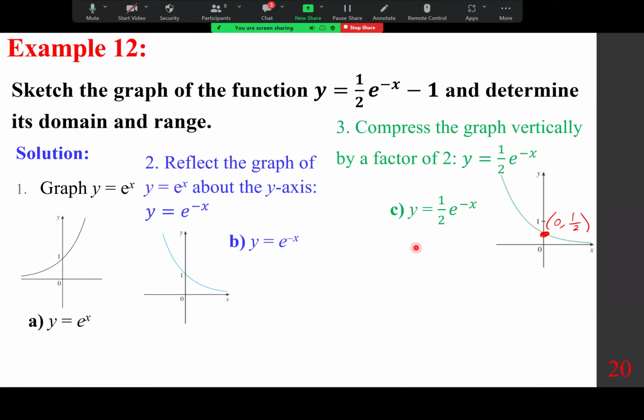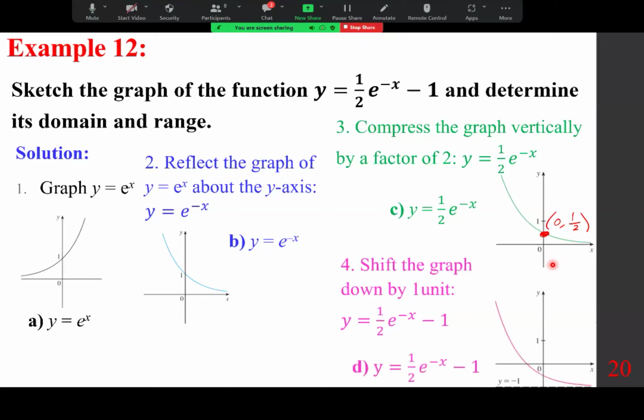And now minus 1. So this graph is shifted down by 1 unit. So shift the graph down by 1 unit. And so what happens is that the horizontal asymptote becomes y equals -1, and this 0, 1/2 goes to 0, -1/2, looking like that. So this is the final translation. Again, this was 0, 1/2, now it's 0, -1/2. This was the x-axis, y equals 0, now it's y equals -1.